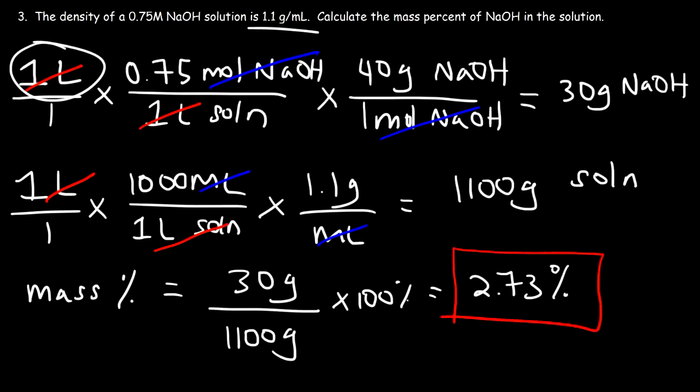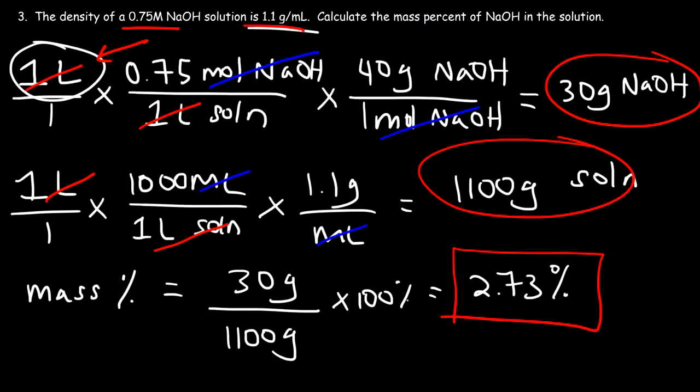So now you know how to calculate the mass percent of a solution if you're given the density and the molarity of the solution. So choose a volume, and then use that volume to calculate the mass of the solute and the mass of the solution, and then you'll find the mass percent of the solution.